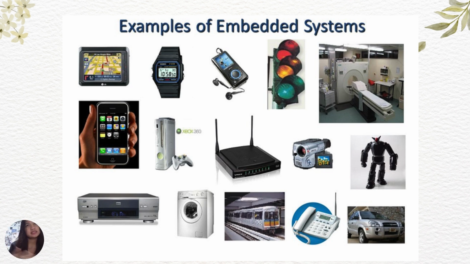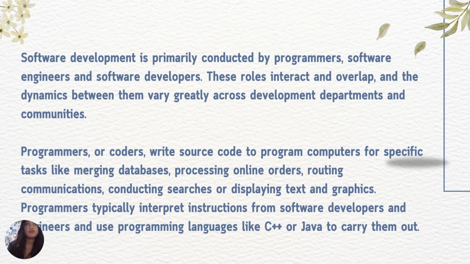So here are examples of embedded systems. You can see there's a GPS, a watch, a stoplight, and also a machine in a hospital, a phone, an Xbox, a washing machine. Imagine that, they are embedded-type systems. Well, software development is primarily conducted by programmers, software engineers, and software developers.